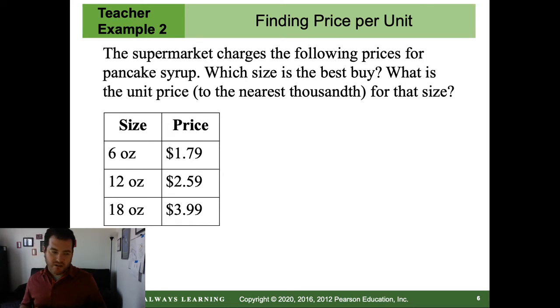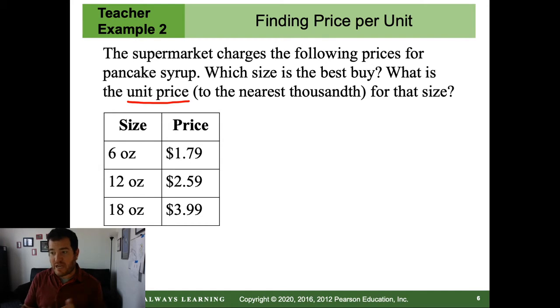I'm going to grab my calculator here because I can't do a lot of this stuff in my head. The supermarket charges the following prices for pancake syrup. What size is the best buy? What is the unit price to the nearest thousandths for that size? Let's talk about what a unit price is. The word unit means 1. Here I've got 6 ounces of this syrup, and it cost me $1.79. We're trying to figure out how much 1 ounce at that price is.